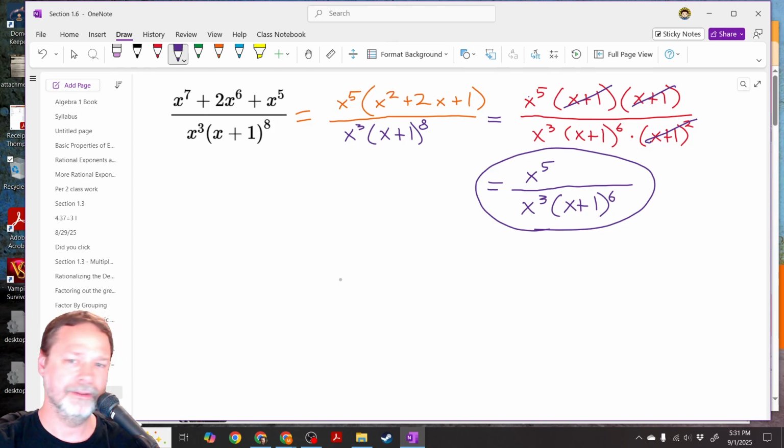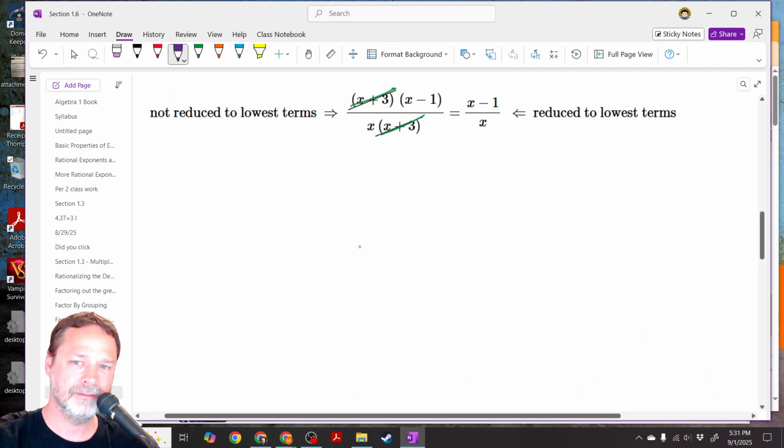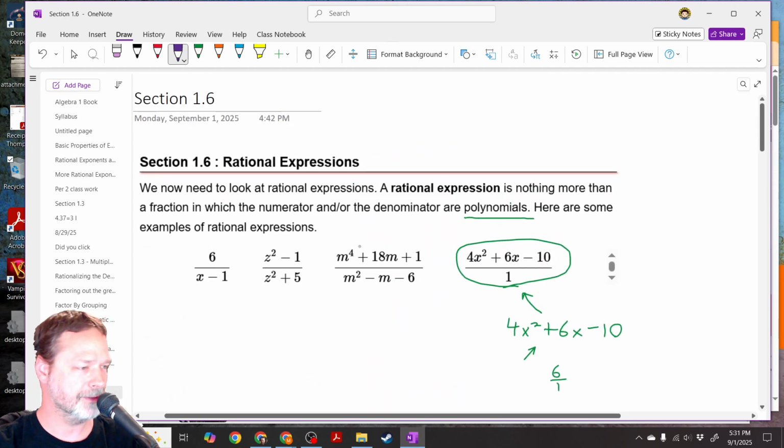That'll do it for this video. So hopefully you find that useful. All we did was do a little reducing rational expressions, and it's really easy if we've got that factoring down.